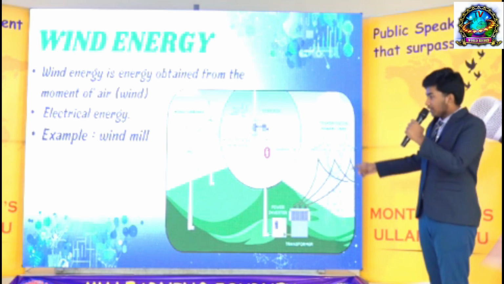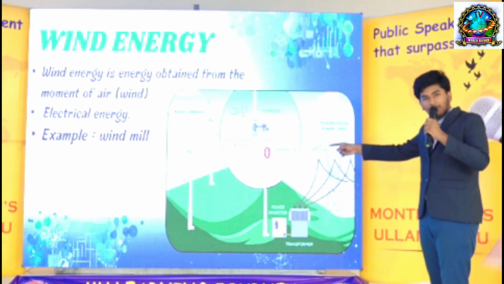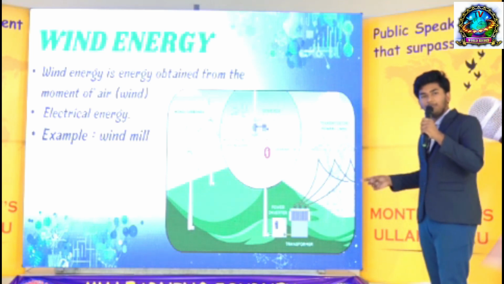For example, we can see in this picture here, wind blows very fast and it rotates the blade of the windmill. Then the blades will turn the gear and gearbox. Then electricity is produced and that electricity comes to our home with the help of power lines.